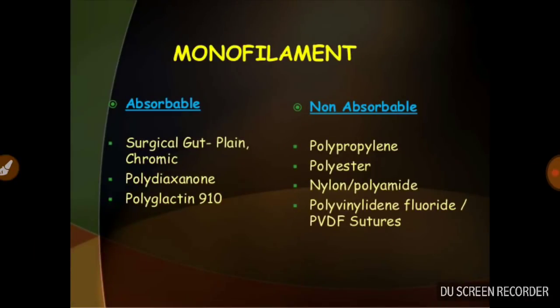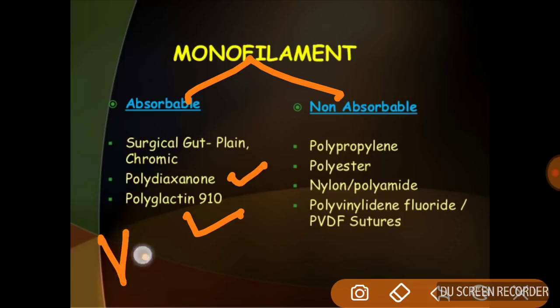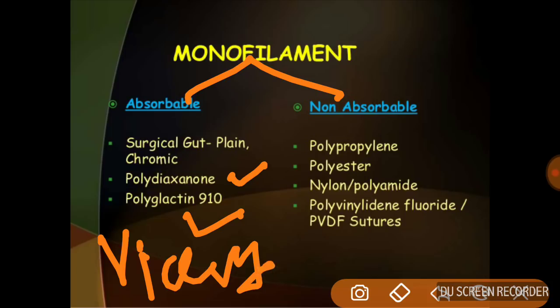So if you consider monofilament, which are the absorbable monofilaments and which are the non-absorbable ones? Surgical gut, plain or chromic, polydioxanone, polyglactin 910, that is the Vicryl. Vicryl is one thing which they may ask you, because it is a very commonly used suture material. Vicryl is monofilament, absorbable, synthetic. Non-absorbable are polypropylene, polyester, nylon, polyamide, and PVDF sutures.